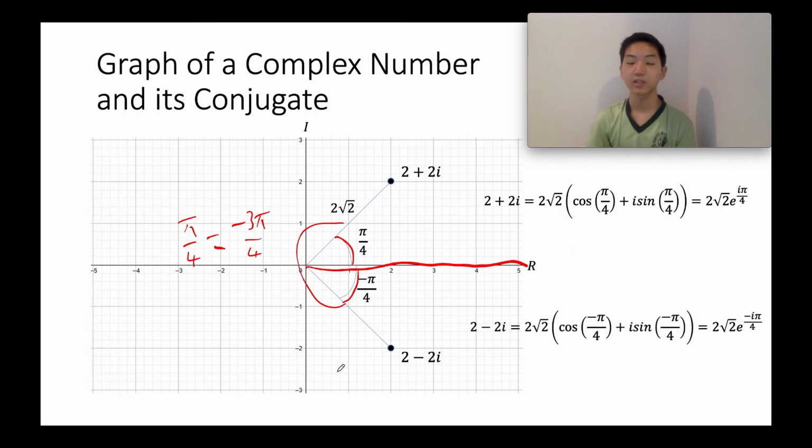And that makes sense because we know previously that we can add 2 pi or 360 degrees to any degree we want, and it'll still be the same, because 360 degrees is also equal to 0 degrees.